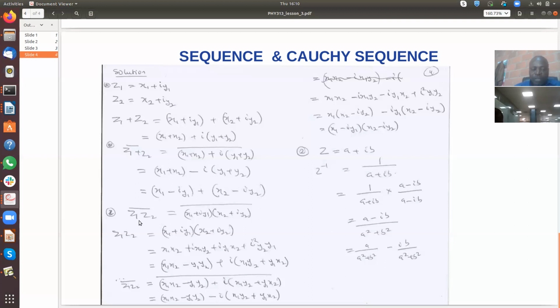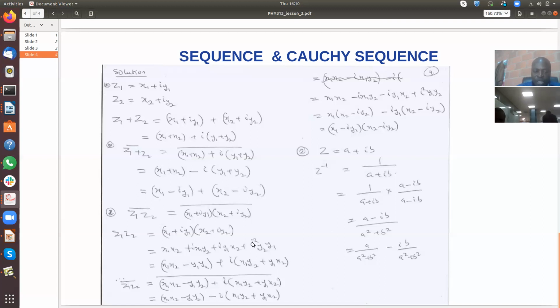Now, let's look at the multiplication of z1 and z2. So this is z1, this is z2. By the time you multiply them, x1 times this, you open the bracket, and you have this expression. Now, you collect those with the same sequence: x1, x1, x2, y1, y2. They are more or less the same thing.